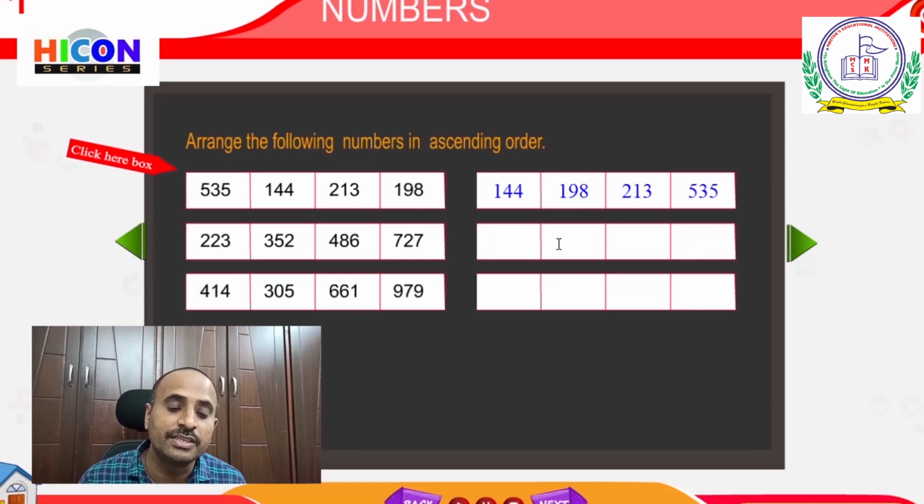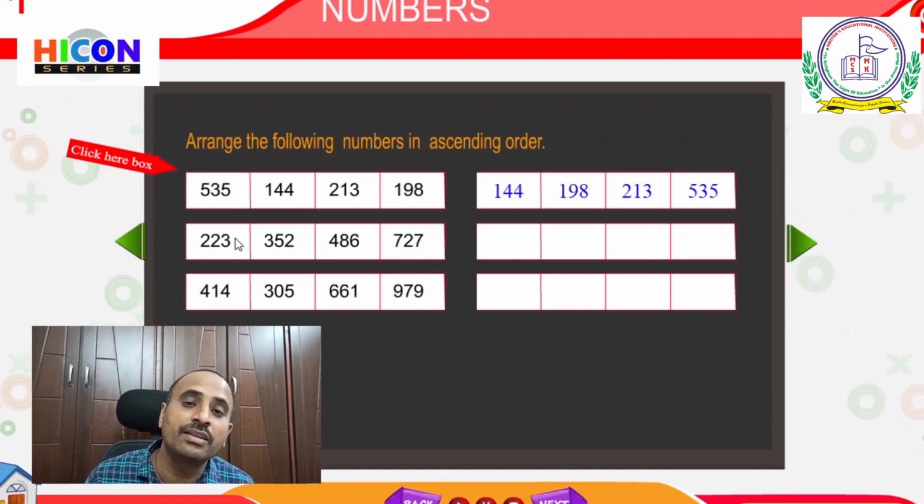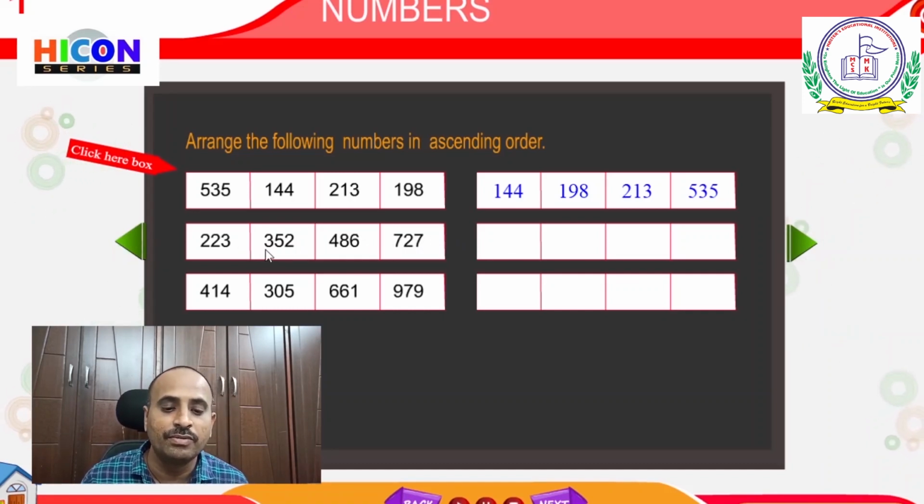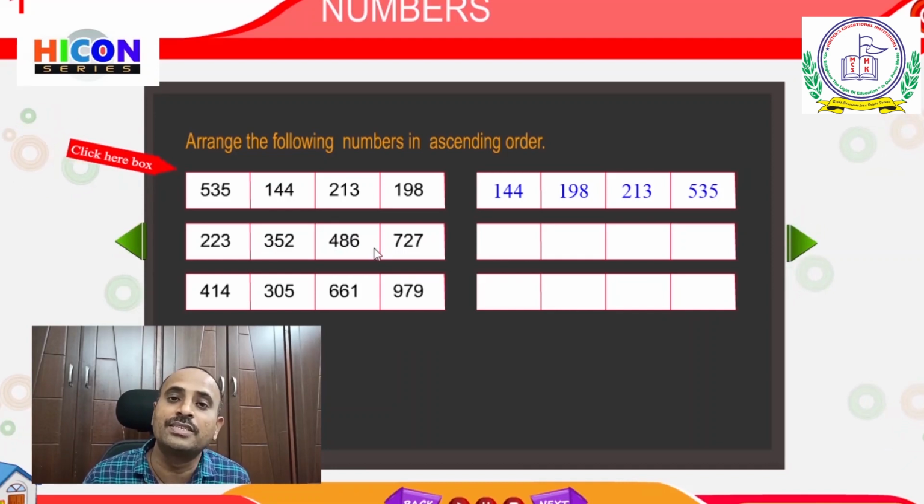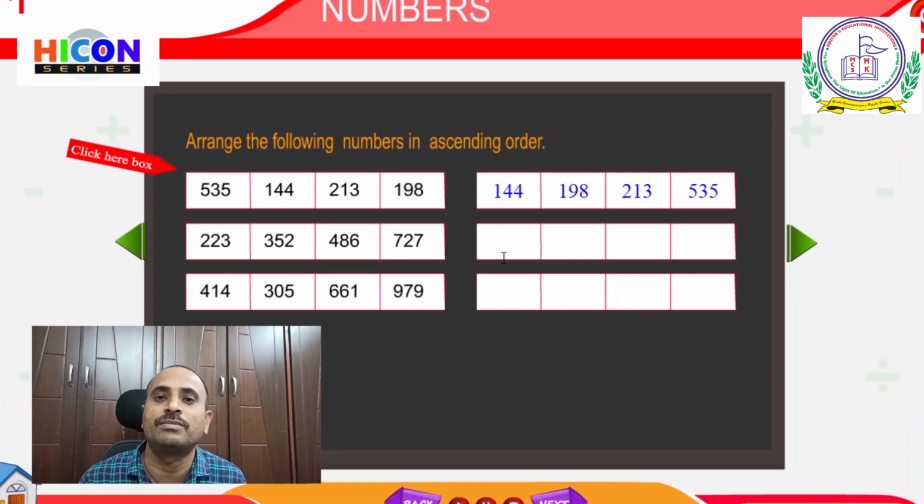So children, see the second set of problem. So in the second set there are also given 4 numbers and all are 3-digit numbers. Now we have to find which one is smaller. So ascending order means increasing order. That means smallest number to greatest number. That means we have to write smallest number first. So among these four numbers, which one is smaller?